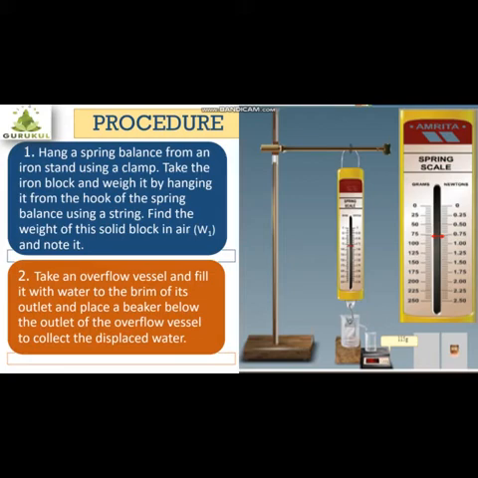Whatever water flows from the outlet will be collected in a beaker, and the collected water will be transferred to the measuring cylinder to measure how much water is displaced. So understood the setup: a spring balance, below it an overflow vessel, and near the outlet of the overflow vessel a beaker to collect water. Students, remember, whatever steps we are doing will be carried out for all three blocks: iron, copper and aluminium. The first thing I'm discussing is for iron. Similarly, you have to repeat it for the copper block and aluminium block.